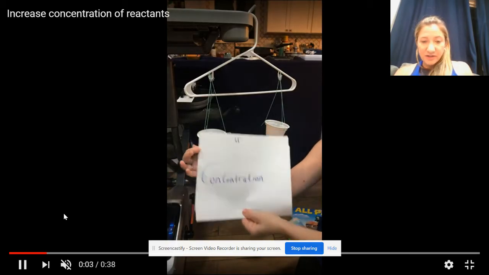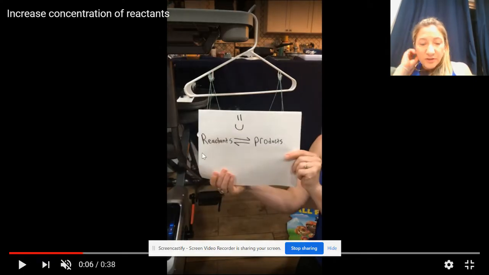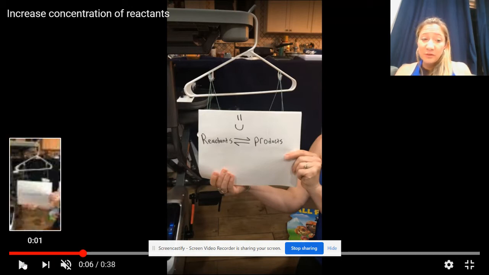This first section is about concentration. I just want to remind you that this is the equilibrium arrow, and when reactants and products equal each other, or when the forward and reverse reactions are balanced out, then it's at equilibrium, it's happy. If it's not at equilibrium, it's going to continue to try to get back to equilibrium. So let's see what happens when we upset equilibrium.